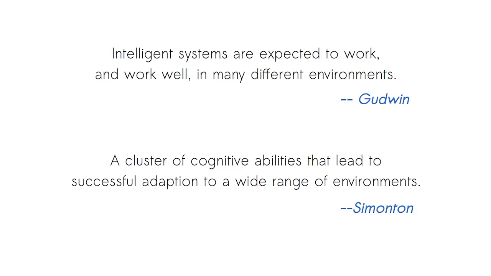Okay, bring up another one. A cluster of cognitive abilities that lead to successful adaptation to a wide range of environments. Again, wide range of environments. You can't be a one-trick pony. You have to be able to deal with lots of different possibilities, and you have to adapt, because you don't know the environment in advance. You could be given a problem, a new game you've never seen before, and you've got to solve it. So you've got to learn and adapt so that you can deal with a wide range of environments. Successful: again, there's some notion of success, some sort of goal you're trying to achieve in your interaction with the environment.